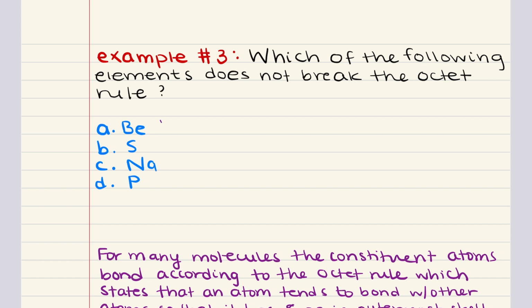That's not what we're looking for. We're trying to figure out which one of these answers does not break the octet rule. Beryllium does, as it is stable with only 4 valence electrons.